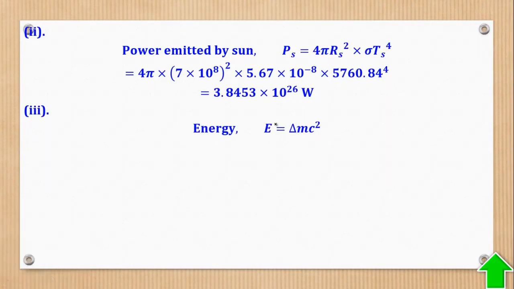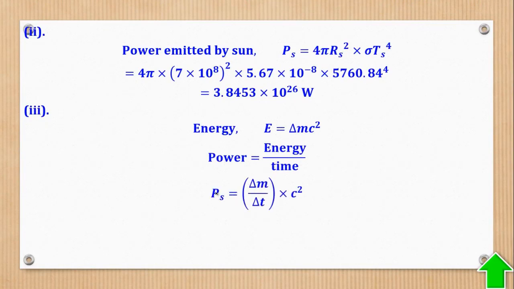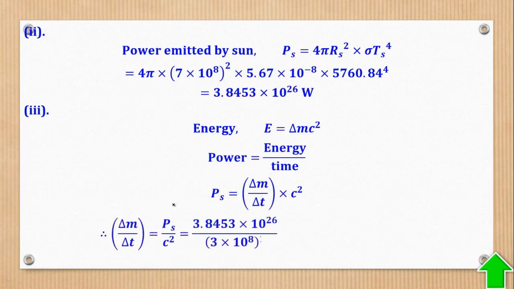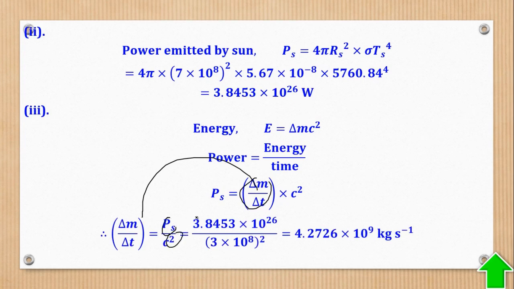So now that energy is that, therefore that means that power is equal to energy over time. Therefore power is equal to change in mass over change in time times c squared. So that means that when I make this one the subject, I'll come up with PS over c squared. So PS is that we already calculated, this is the constant, you come up with this as the rate of loss of mass.